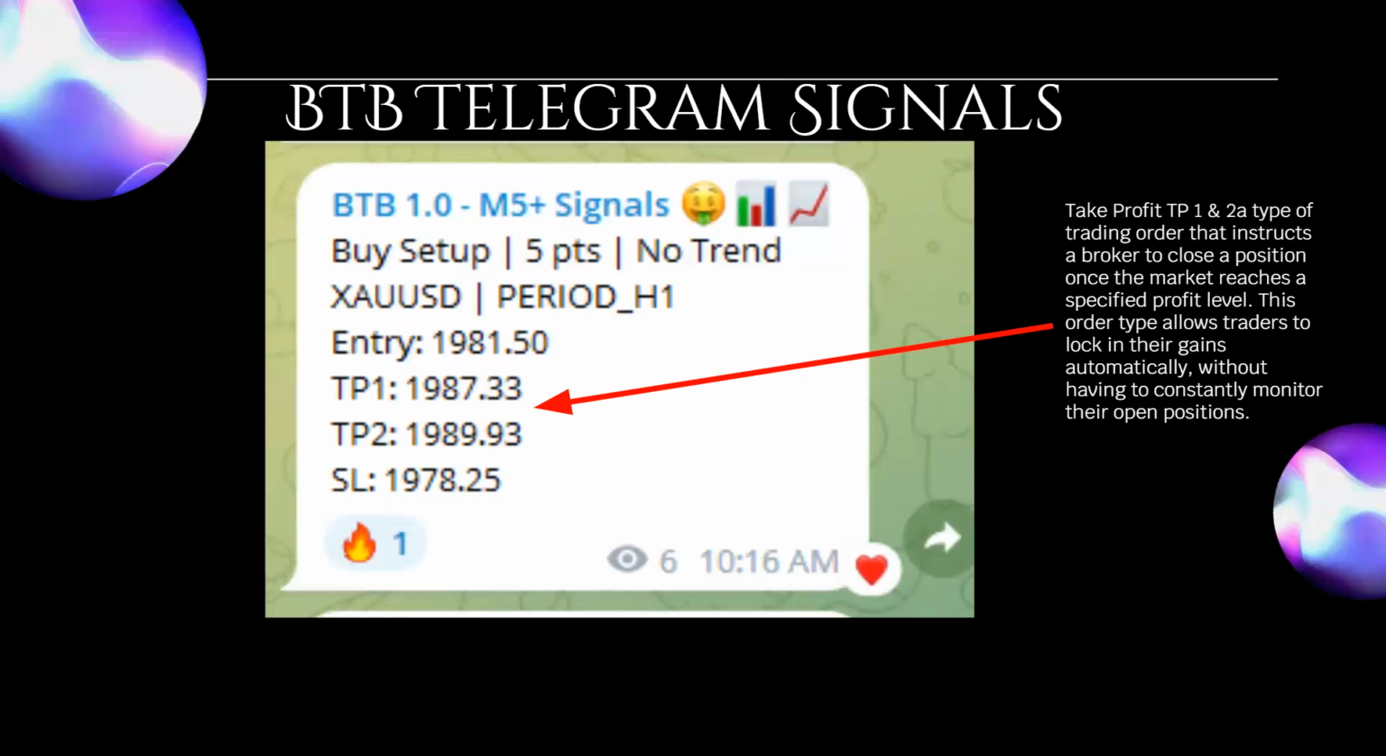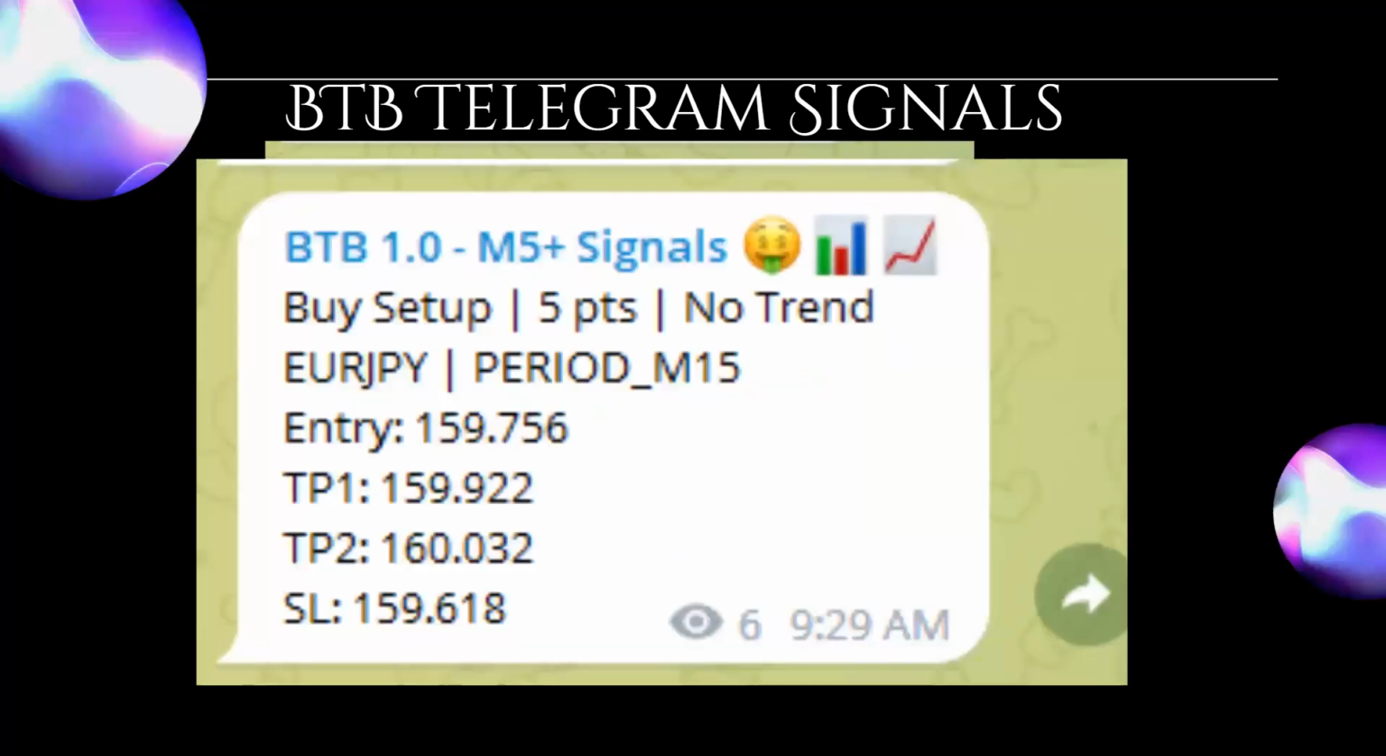So once it hits this, take profit 1 or take profit 2, whatever one you set in, it's going to close it out and you're done. This order type allows traders to lock in their gains automatically without having to constantly monitor their position. So this is a way for you to set it and forget it, stop looking at it, get to doing what you're already doing.